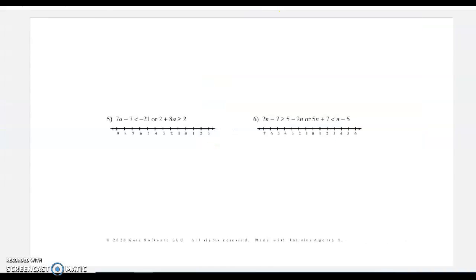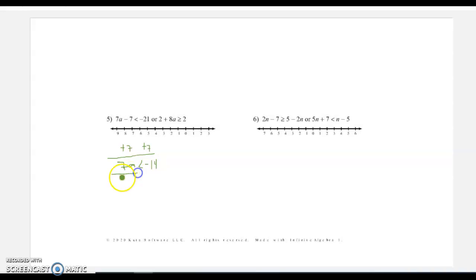All right, so it's just the inequalities that are getting a little more complex here. Actually, these are two-step also. So I'd start number 5 here. To get rid of a minus 7, I'm going to add 7 on both sides. So then I have 7a is, ooh, nice 7, Miss Cole. 7a is less than negative 21 plus 7, which is negative 14.